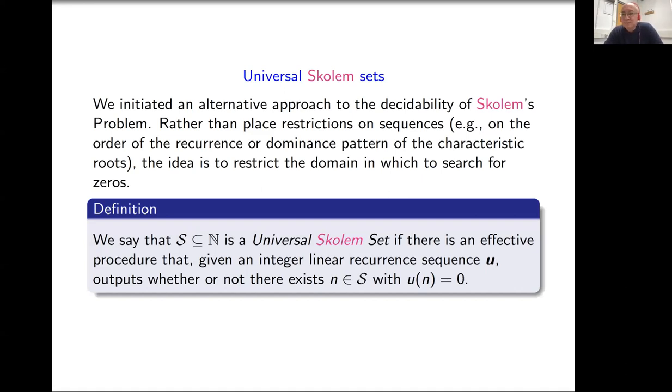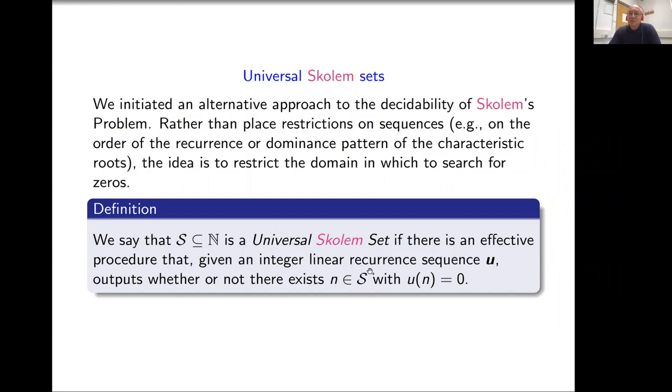Of course, thanks to the subspace theorem, you know that you don't have too much cancellation for large n. So independently of how many dominant roots you have, you still don't have a lot of cancellation for large n, but you don't know what large n means. So then we initiated a different thing.